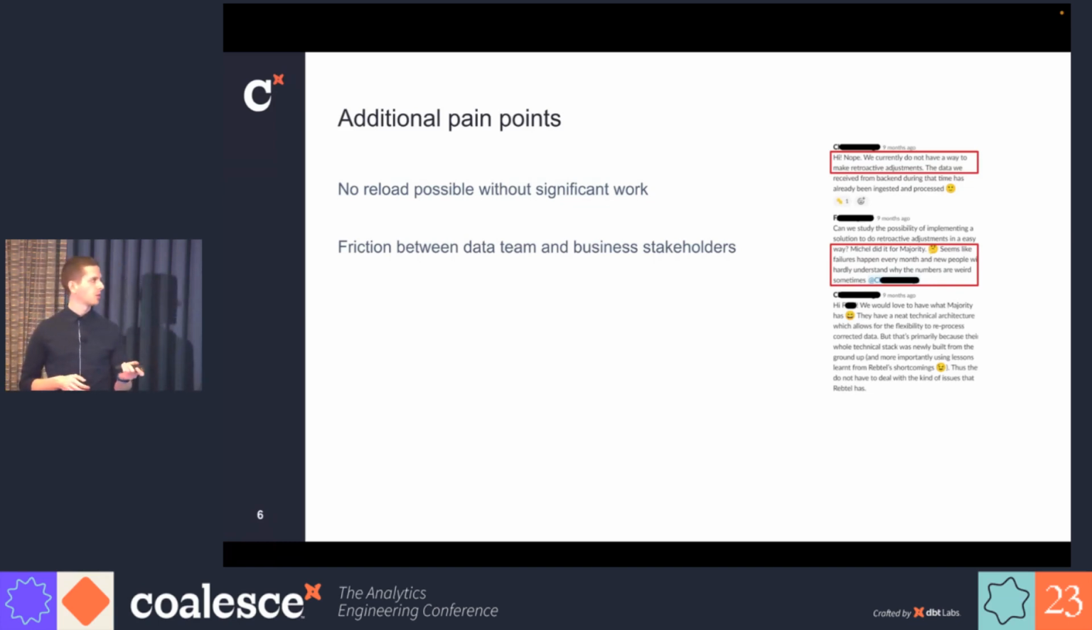And then on top of that, another friction point with business stakeholders is that because we were spending so much time trying to fix the pipeline, then obviously it was taking time away from the actual business delivery and bringing new data points for our business.